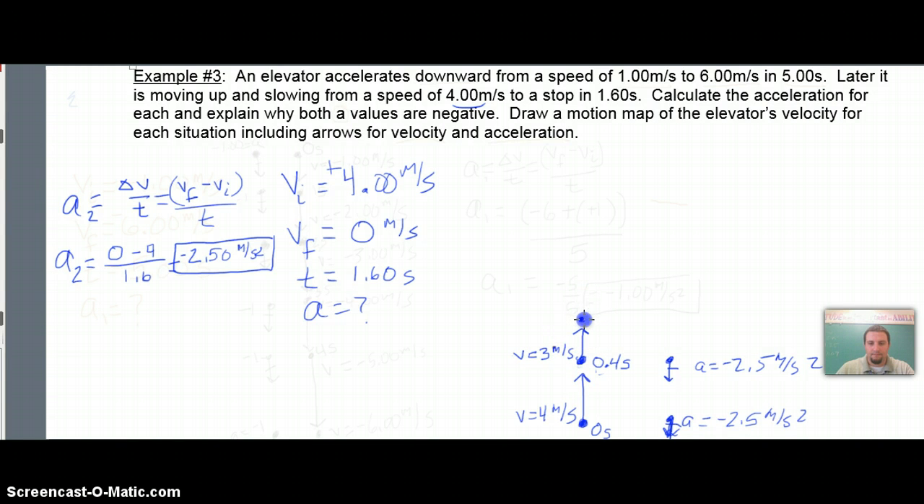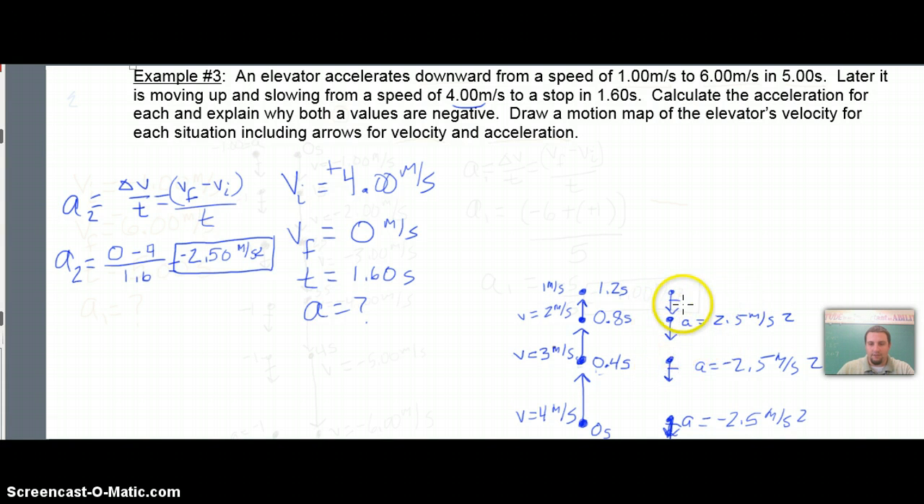Next one, 0.4 plus 0.4 is 0.8, so at 0.8 seconds, my acceleration is still negative 2.5 meters per second squared. This ends up being 2 meters every second now, so we're decreasing speed. The elevator is slowing down. It's going to be slowing to a stop. At 1.2 seconds, our velocity is going to be 1 meter every second. My acceleration is still constant.